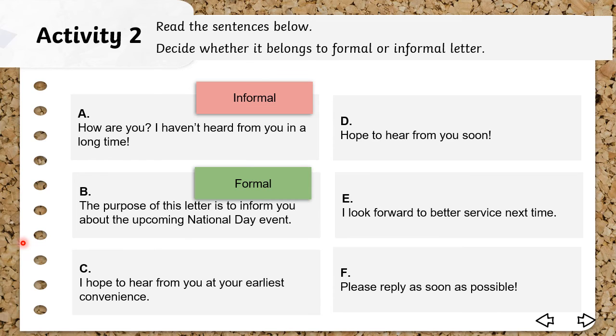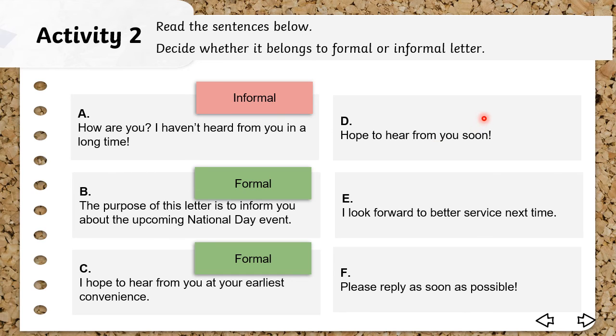Now let's look at C. I hope to hear from you at your earliest convenience. Earliest convenience, that's such a formal and very professional term, earliest convenience. What does it mean? Earliest convenience just means as soon as possible. Okay, so this would be formal letter.